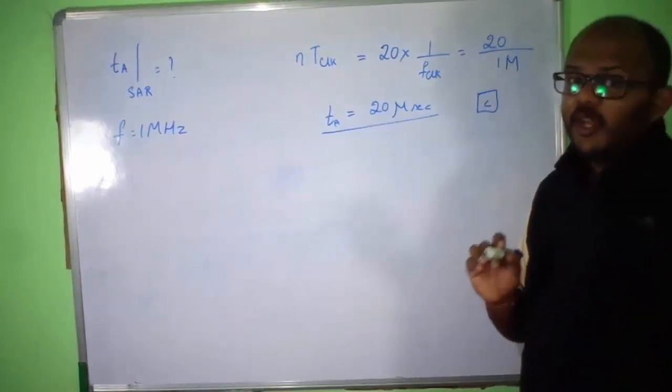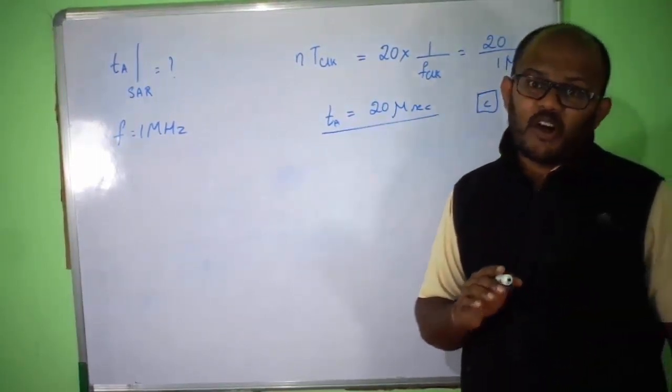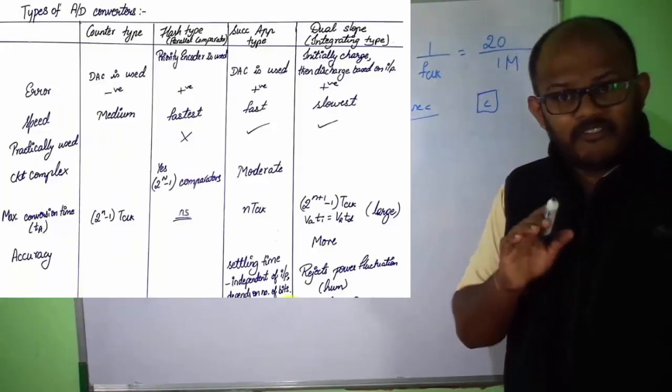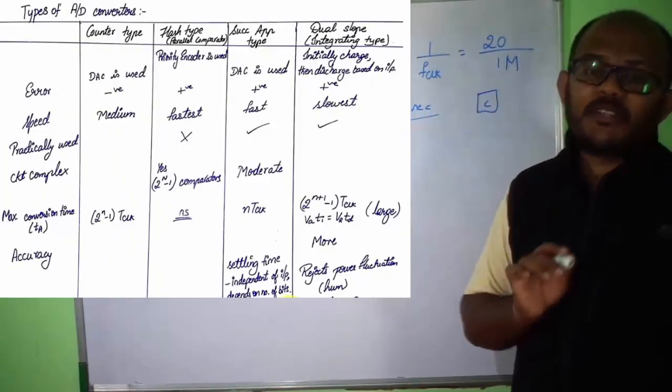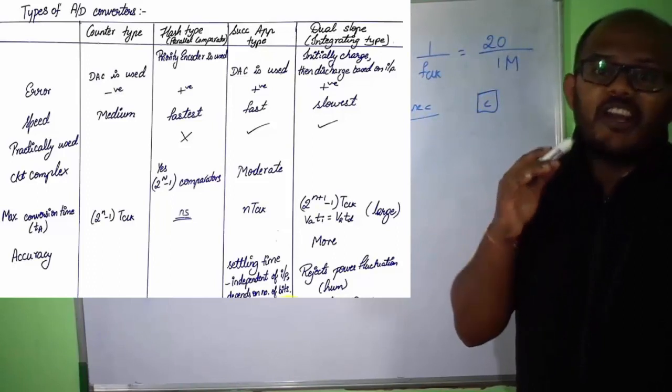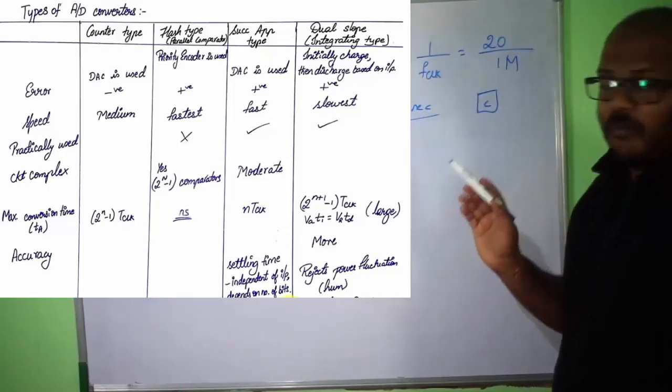Able to follow, friends? You have to know the conversion time of counter type, flash type, successive approximation register type, dual slope or integrating type. So these things are very, very important.